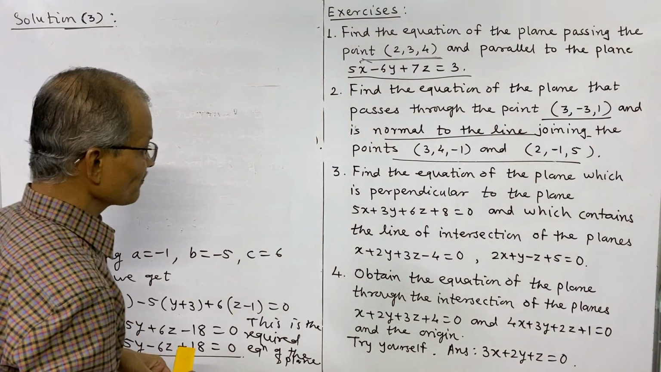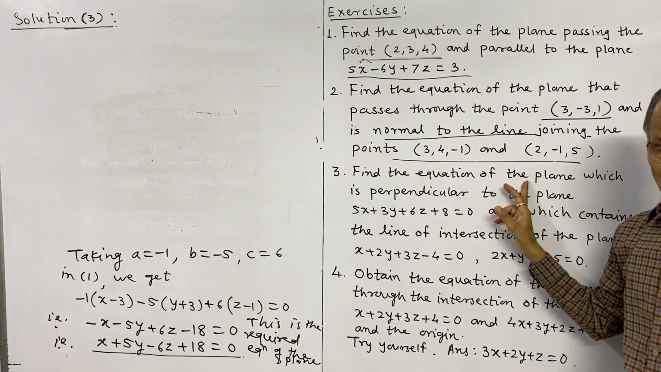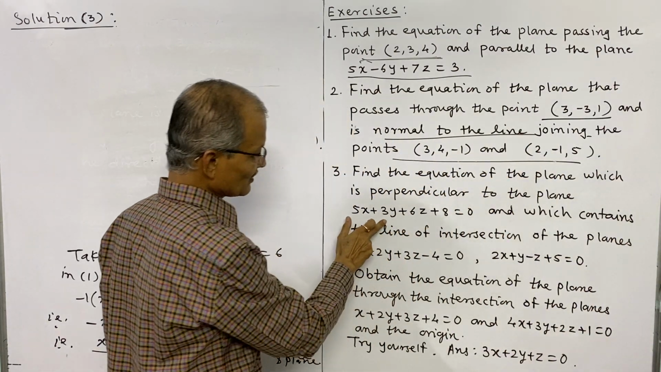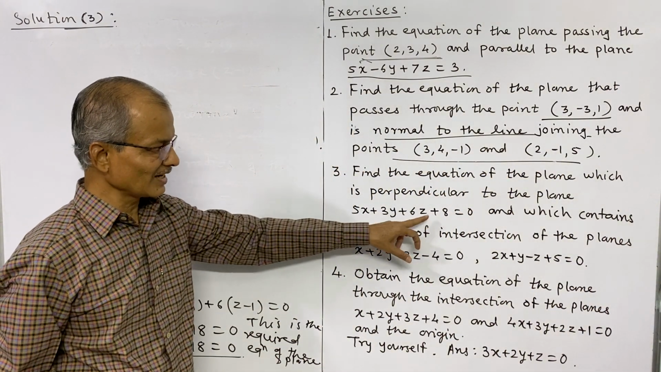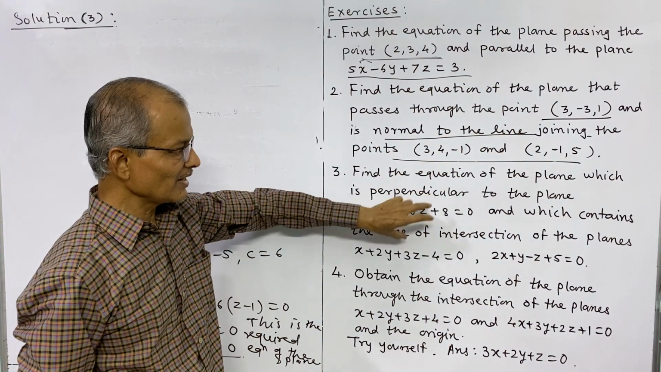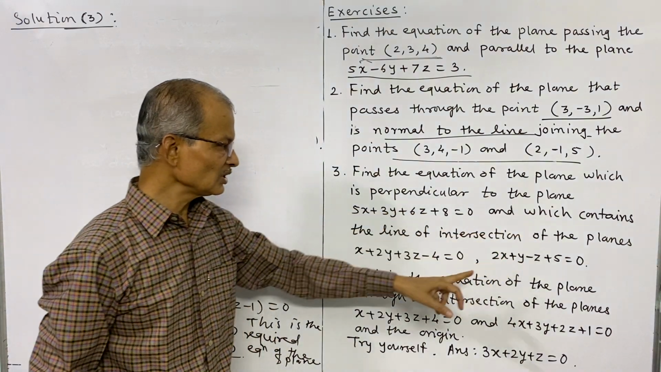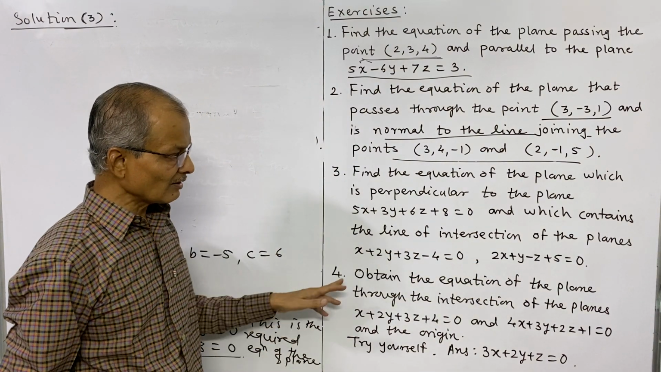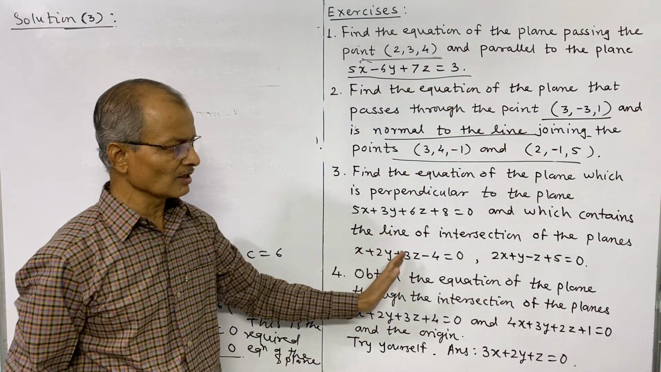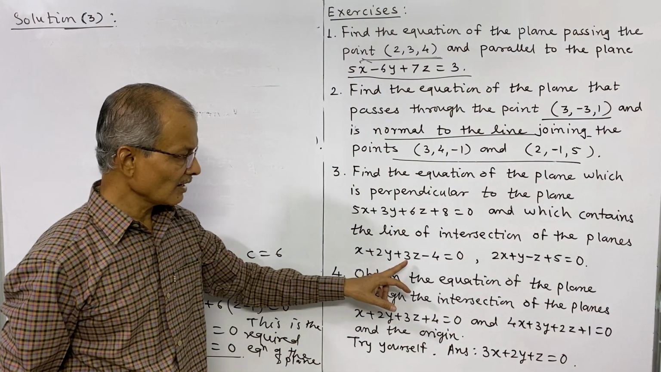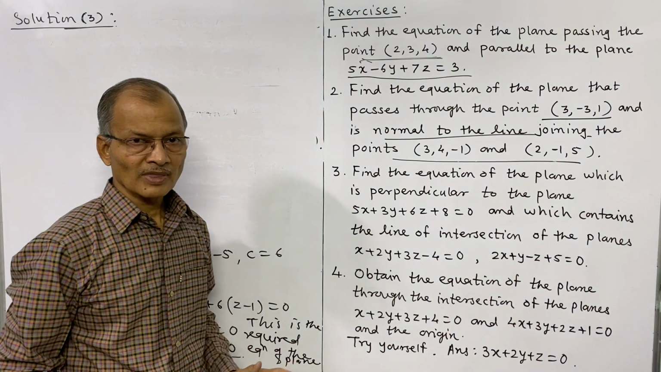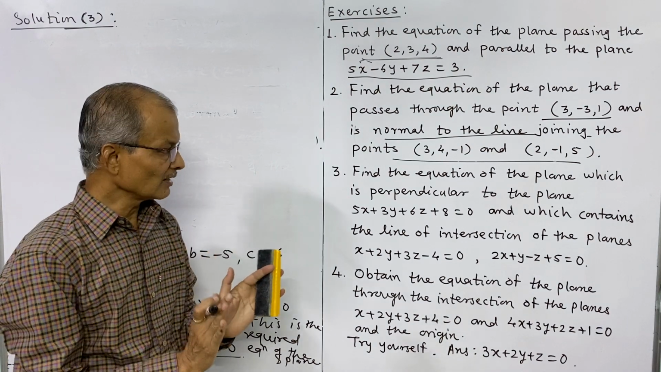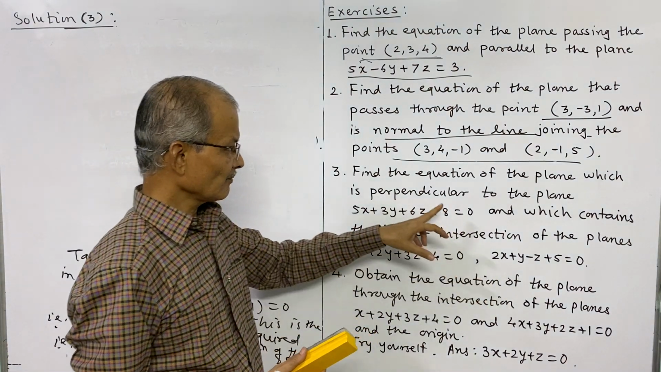See what the third problem is. Find the equation of the plane which is perpendicular to the plane 5x plus 3y plus 6z plus 8 is equal to 0. The second condition is that it contains the line of intersection of these two planes. That means it passes through the intersection of these two planes. We have seen the intersection of two planes is a line, and the plane passes through that line, and the plane is perpendicular to this plane.